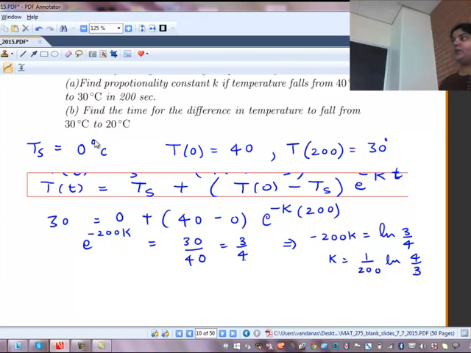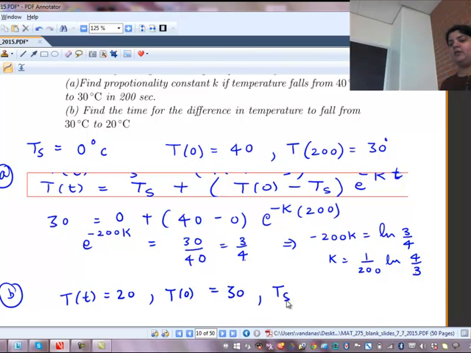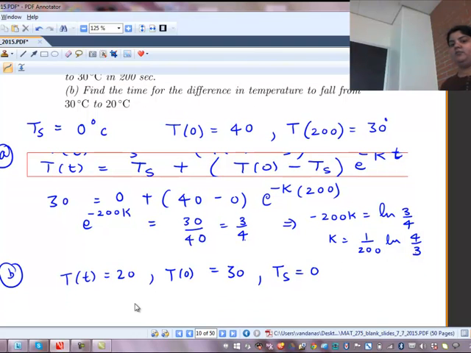So 30 to 20 and k we already have it here. We need to find time now. So final temperature will be 20, initial temperature will be 30, surrounding temperature remains the same, and k we will use this value.